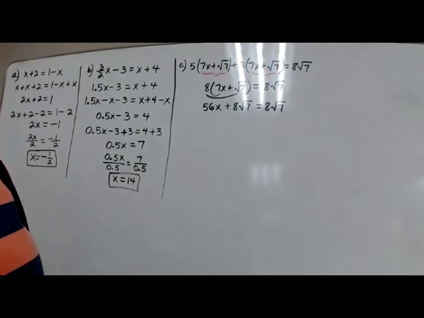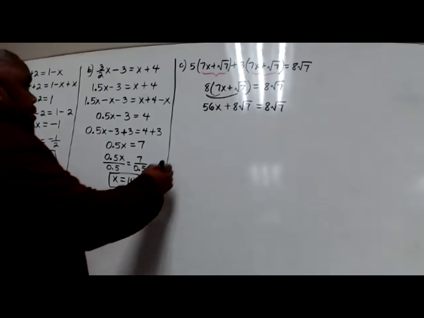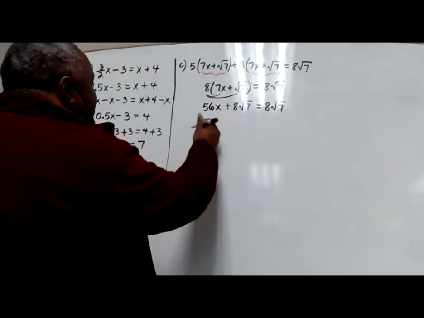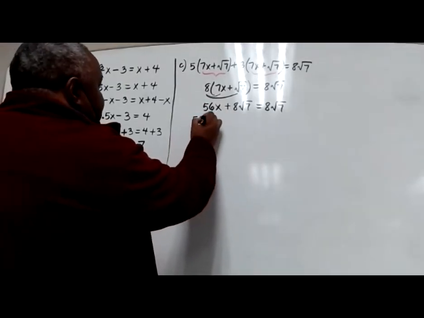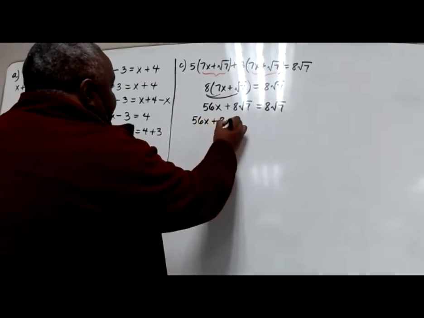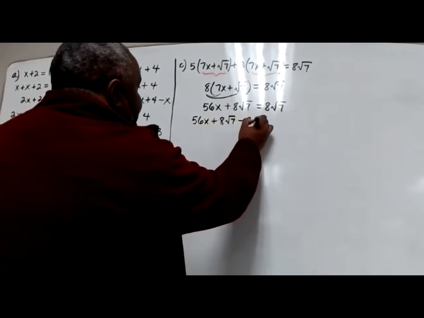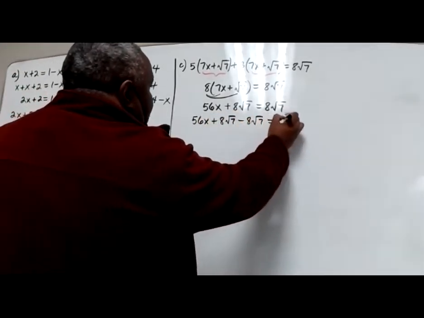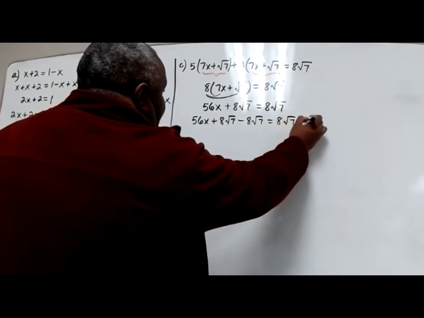So now we can try to get 56x by itself. We're not multiplying, we're adding 8 square root of 7 to it. So the opposite of that would be to subtract. So I'm going to subtract 8 times the square root of 7 on both sides.